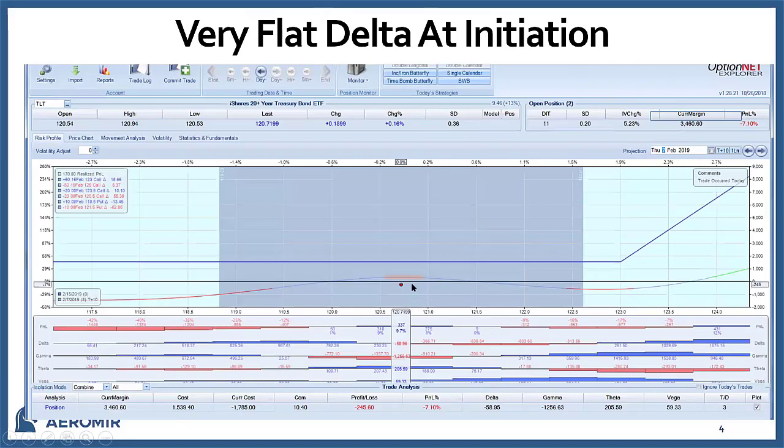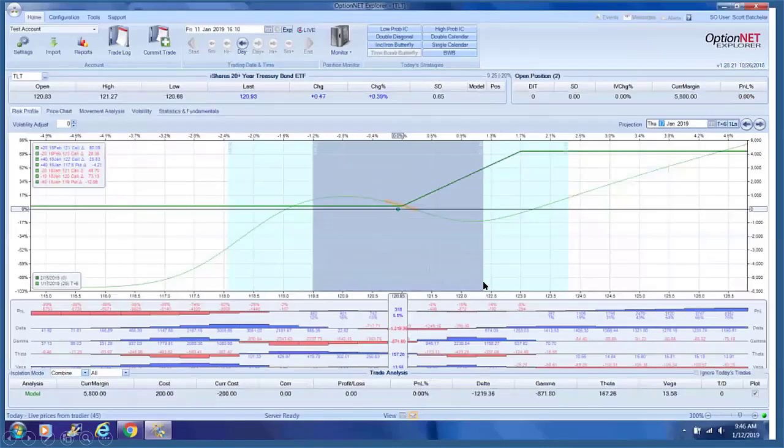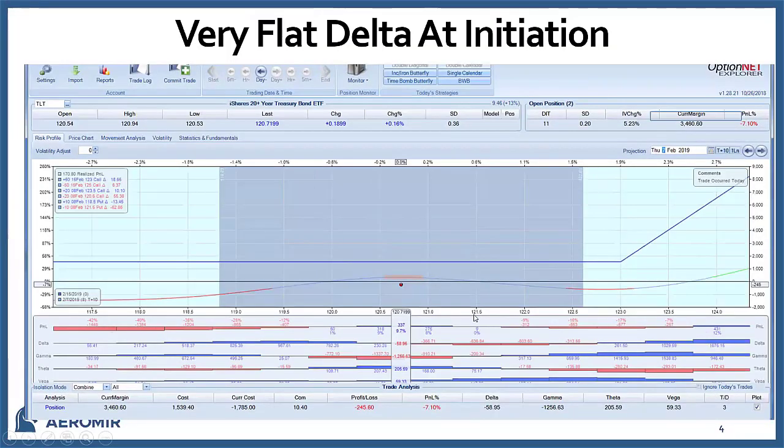I can simply write a bull put spread at 122 or 121.50. And suddenly this will morph and the elephant's trunk will actually rise there. So as long as we have capital and time before expiration, we can make those types of adjustments.